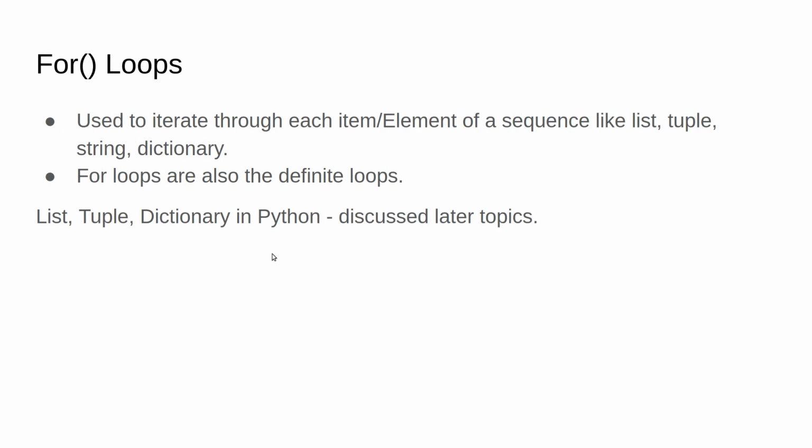Now let's discuss the last loop in Python, the for loop. The for loop is usually used to iterate through each element or item of a sequence, and these sequences are things like lists, tuples, strings, dictionaries, and many others. We will discuss more on the concepts of lists, tuples and dictionaries, but here we can consider these as sequences, and using the for loop, each element of the sequence can be iterated and some given operations performed.